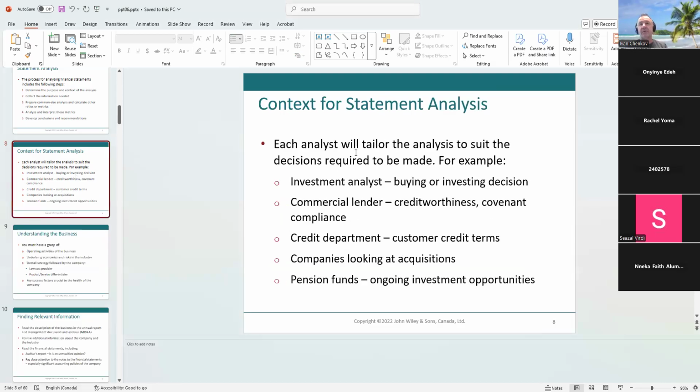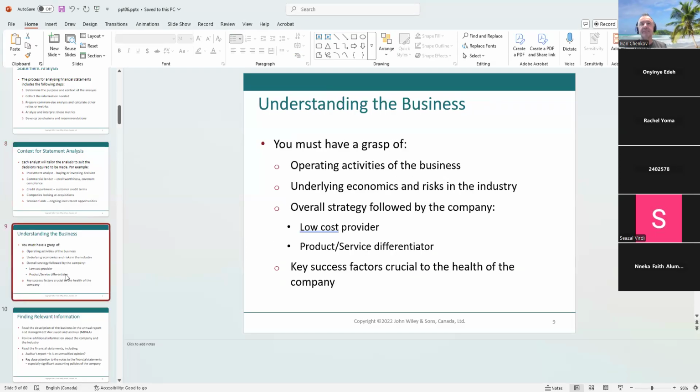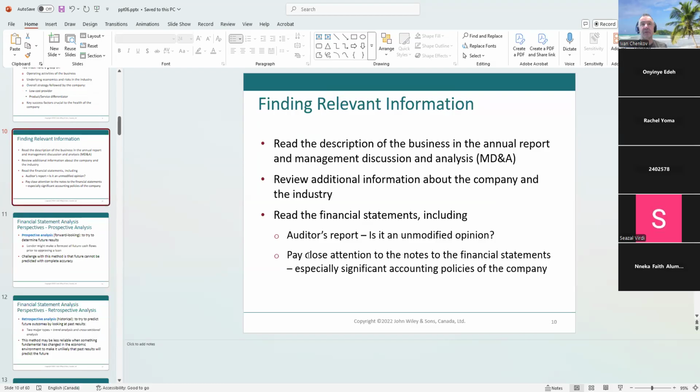So based on the context of the financial statements, for different purposes, you can use different information. Once you get the information about the business, you also have to do your research about the activity of the business: which are the risks in the industry, what's the economic environment for that business, what kind of strategy the company is using. We're going to see about the strategy next time. Which are the key success factors that are going to keep this company healthy.